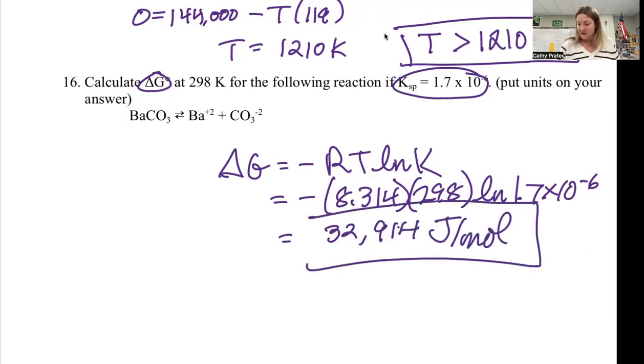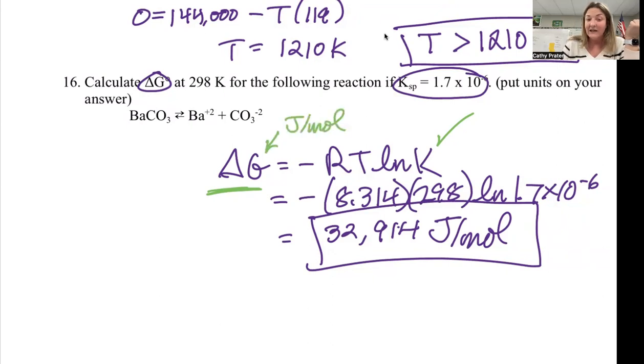You're going to have to put units on your answer. The reason I'm having you do it here is if I were to give you the reverse problem, which is equally likely on a test, if I give you this, you need to be able to solve for K. Delta G needs to be in the correct units here. It needs to be in joules per mole. I'm likely going to give you kilojoules per mole, which means you have to make sure to convert it or you're not going to get the correct K.